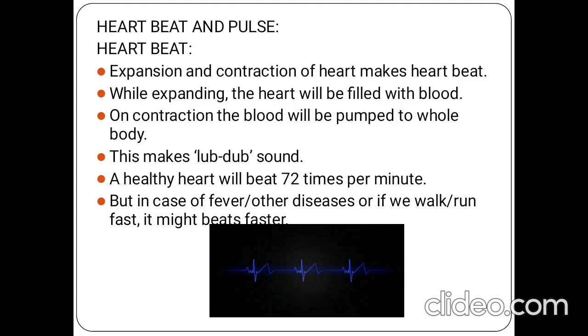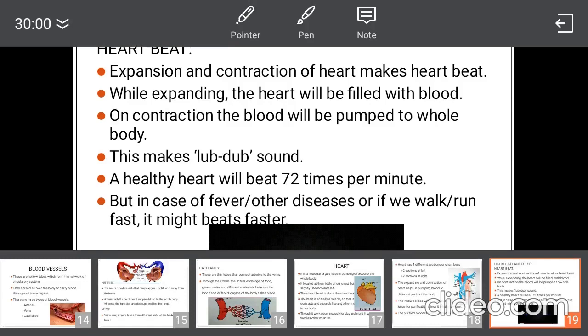What makes the heart beat? The pumping of blood, that is the contraction and expansion of the heart, makes the heart beat. Okay, the heart beats 72 times per minute. This makes the lub-dub sound. Okay, how can you hear the heartbeat, children? With the help of a stethoscope, right? Like the doctor has. Okay, so next, pulse.